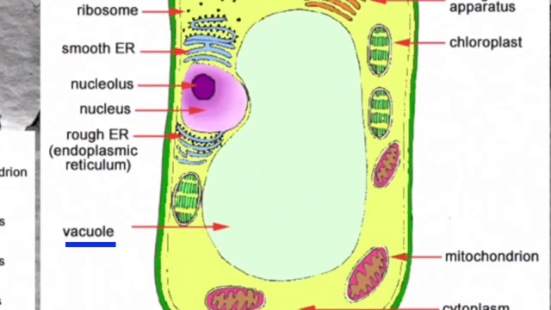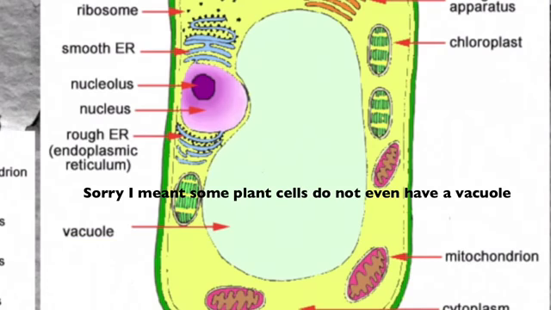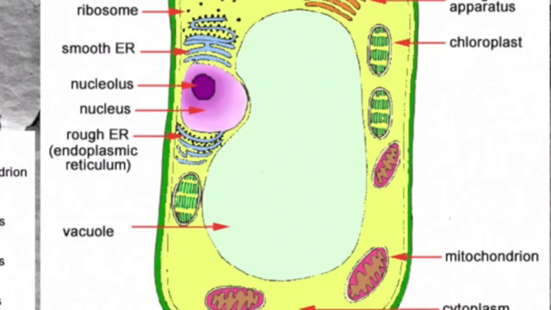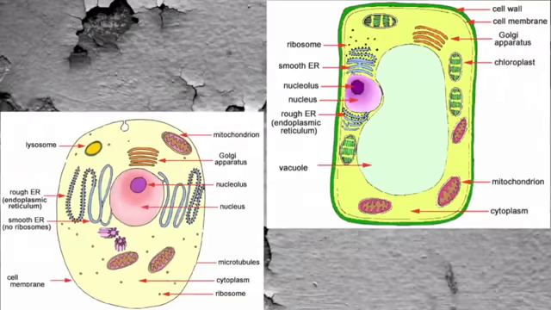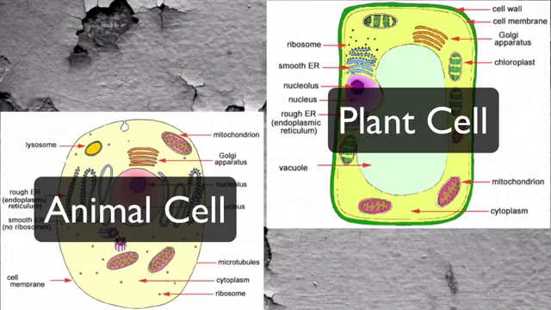Vacuoles. The structure is very large. It's very large in plant cells and tiny in animal cells. Some animal cells do not even have one. The function is to store substances that are used by the cell, mostly water. These organelles named are found in both a plant cell and an animal cell. Organelles work together to perform specific functions. For example, the cell membrane and the cell wall work together to protect and support the cell.